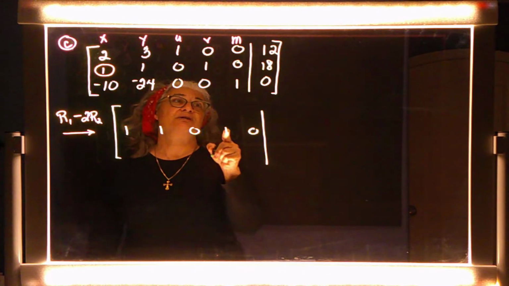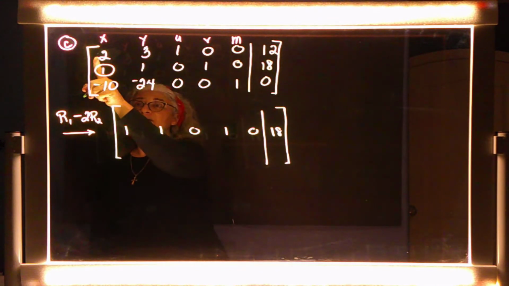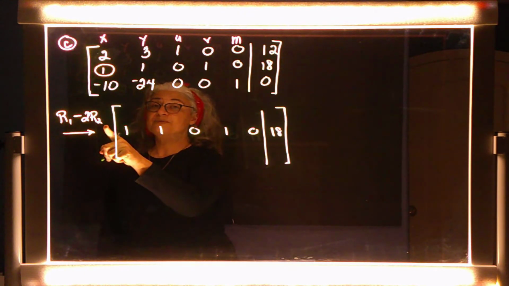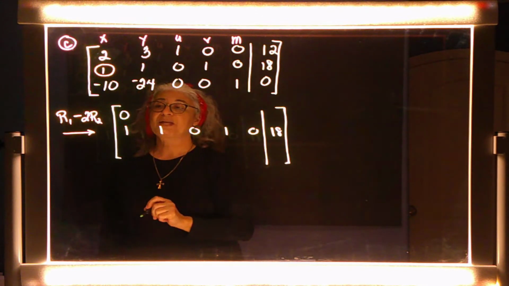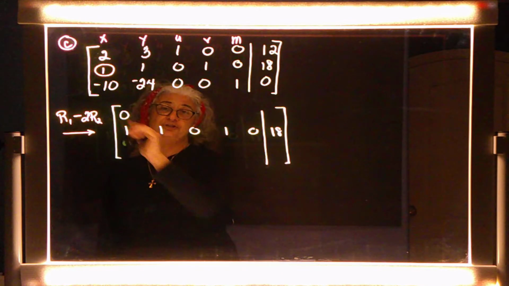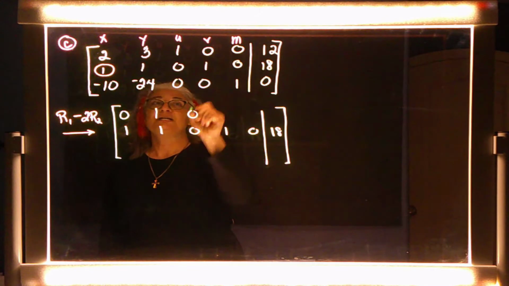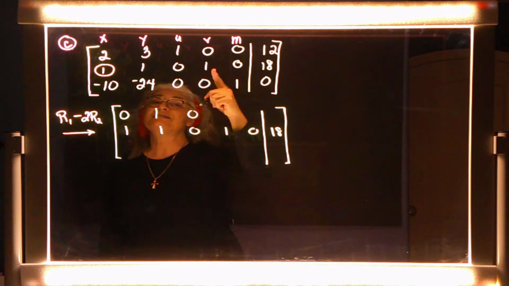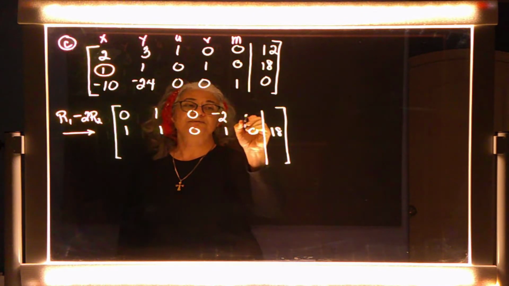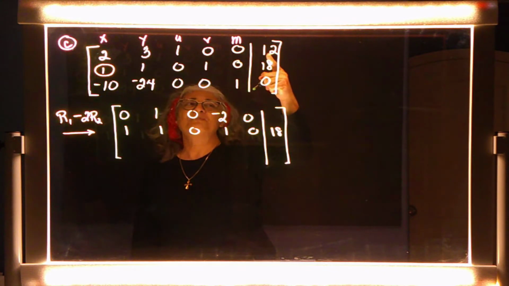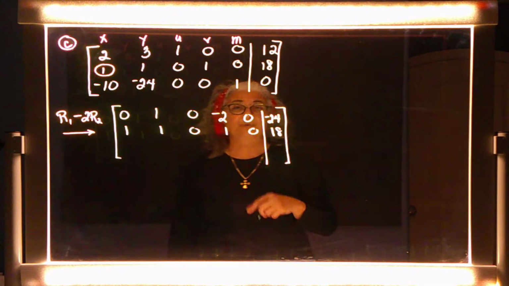So we had 1, 1, 0, 1, 0, and then the 18. Got it. Okay. So now, row 1, and I'm going to subtract from it 2 times the second row. So we're going to get a 0, right? 2 minus 2. And then we're going to have 3 minus 2, which is 1. And then we're going to have 1 minus 0. And then we're going to have 0 minus 2. And then we're going to have 0 minus 0. And then we're going to have 12 minus 36. So 12 minus 36 is a negative 24, isn't it?